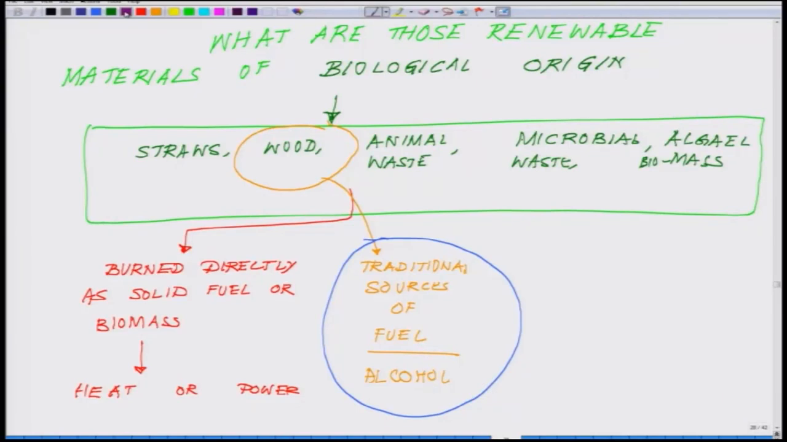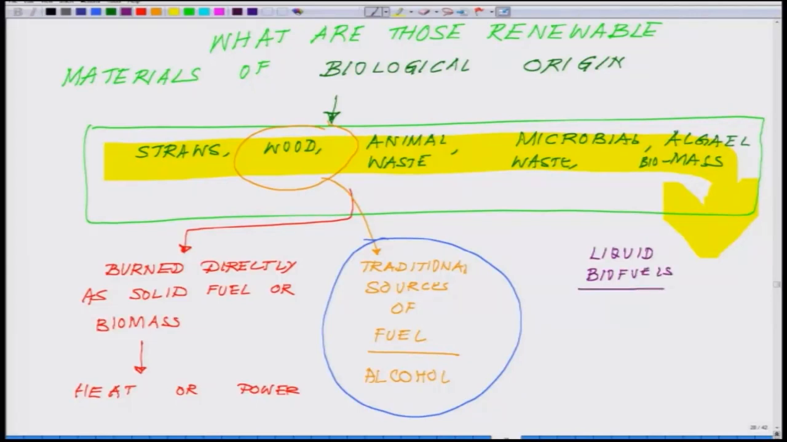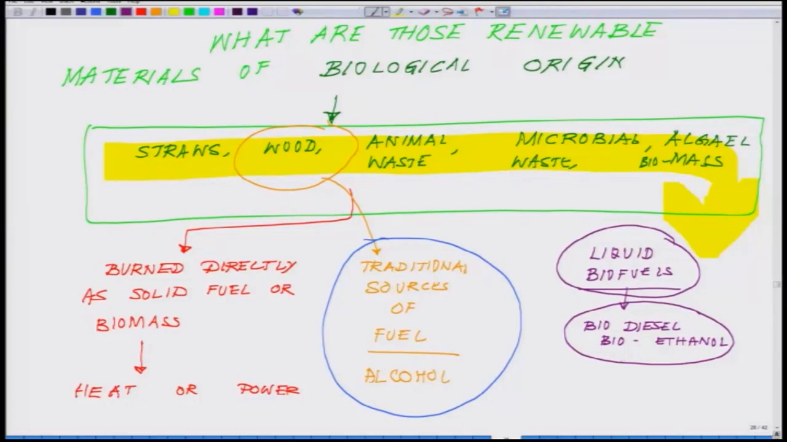From here what we can do, you can convert all these that you see out here, this whole thing could follow a different path, and I am coming to that path now. The second path is that you can generate liquid biofuels from all these. There are different kinds of conversion processes which are being followed, like pyrolysis and several other processes, biodiesel, bioethanol, where you are not directly using them, but you are converting them to a much more energy efficient product which will generate more energy. Again, the same thing, power and energy, which could be used for one of the major things like transportation and all.